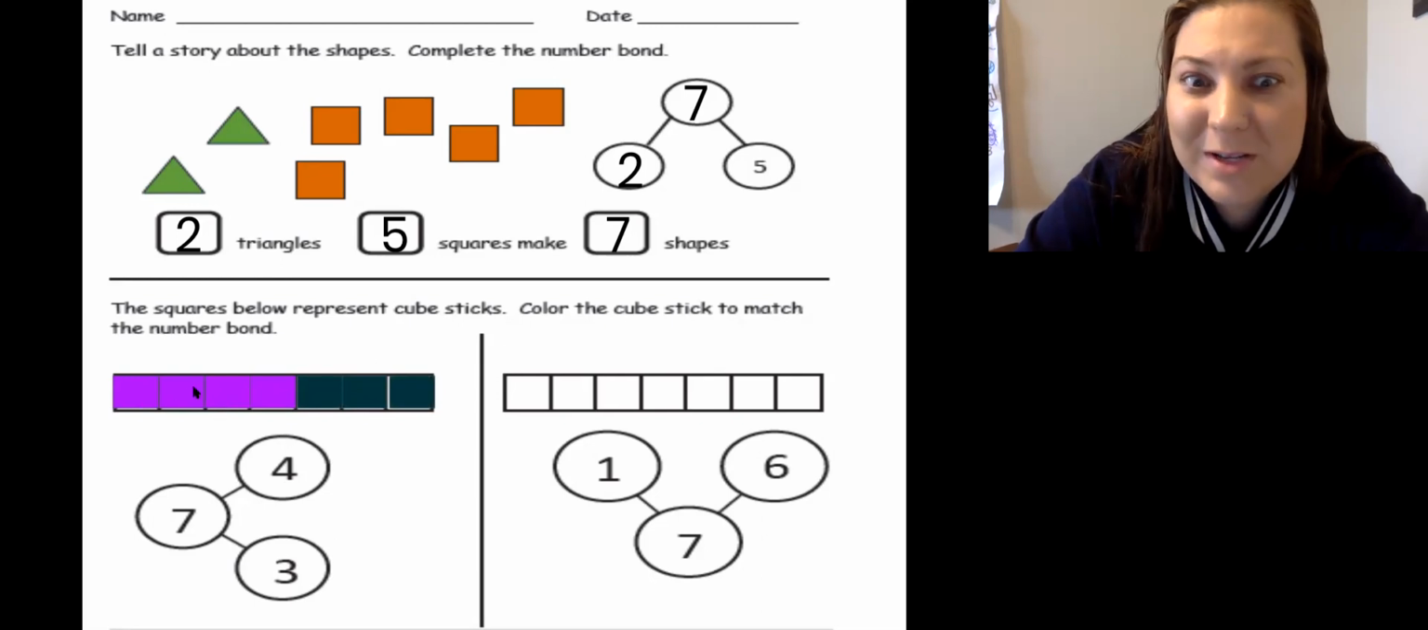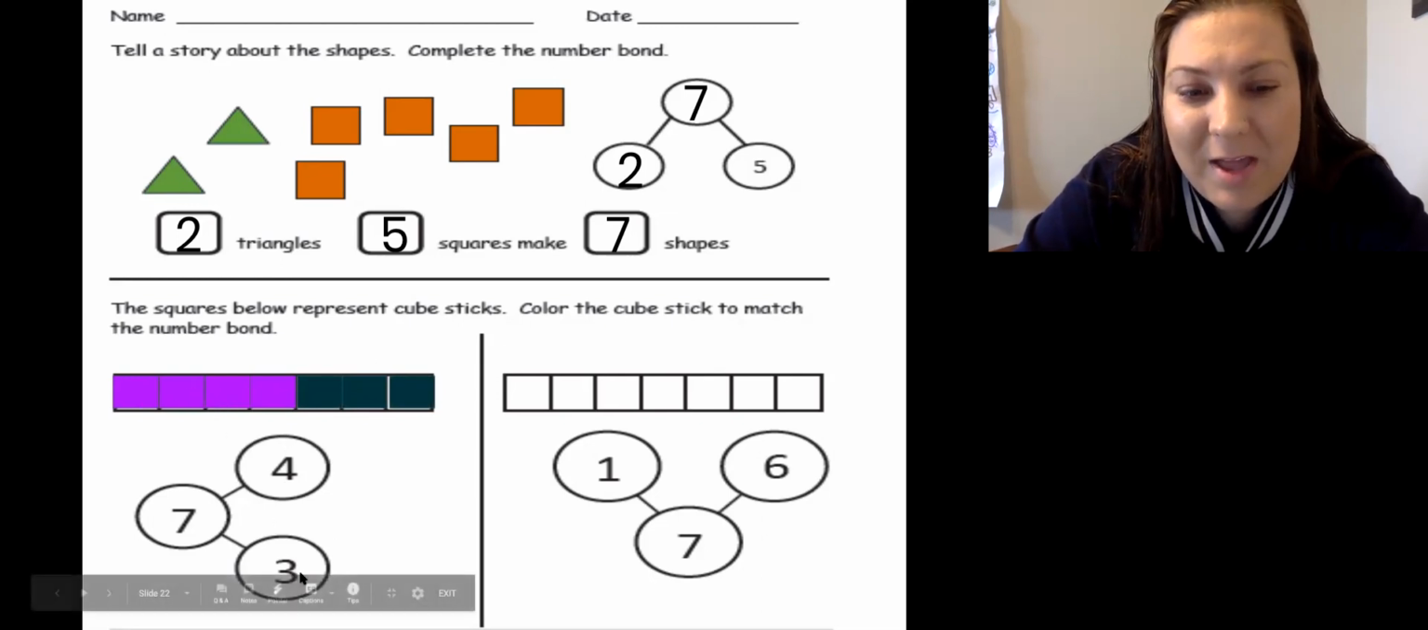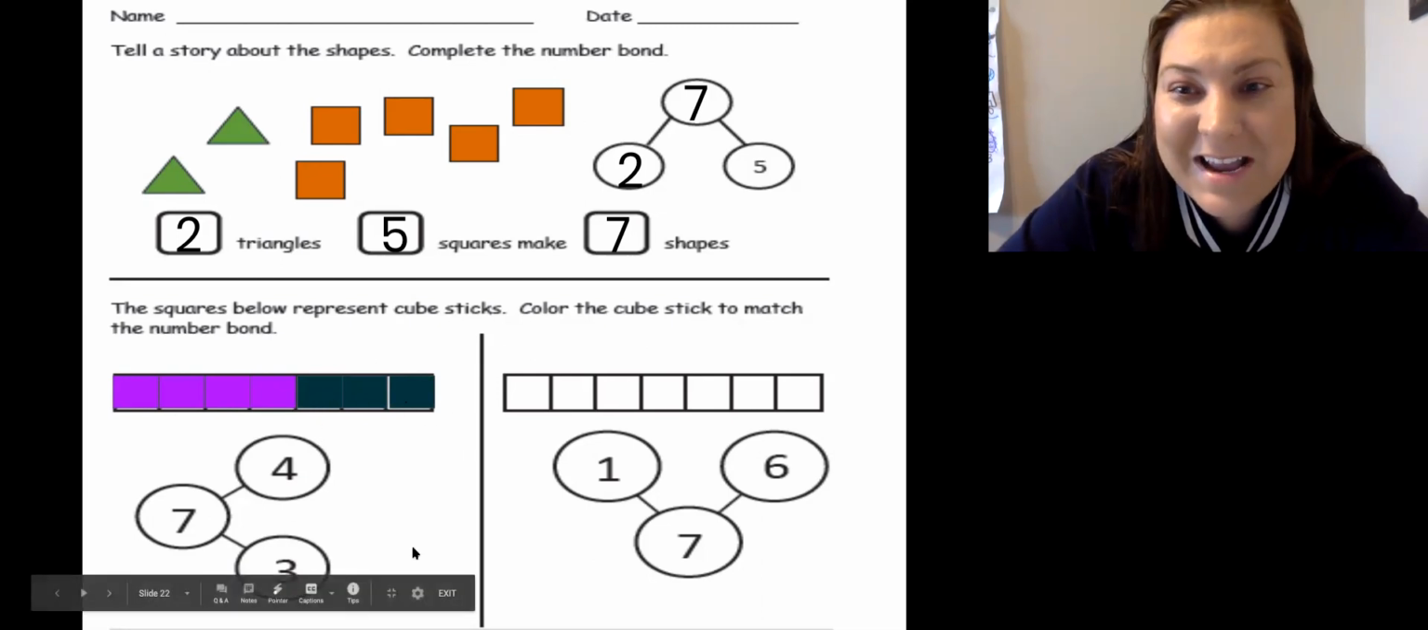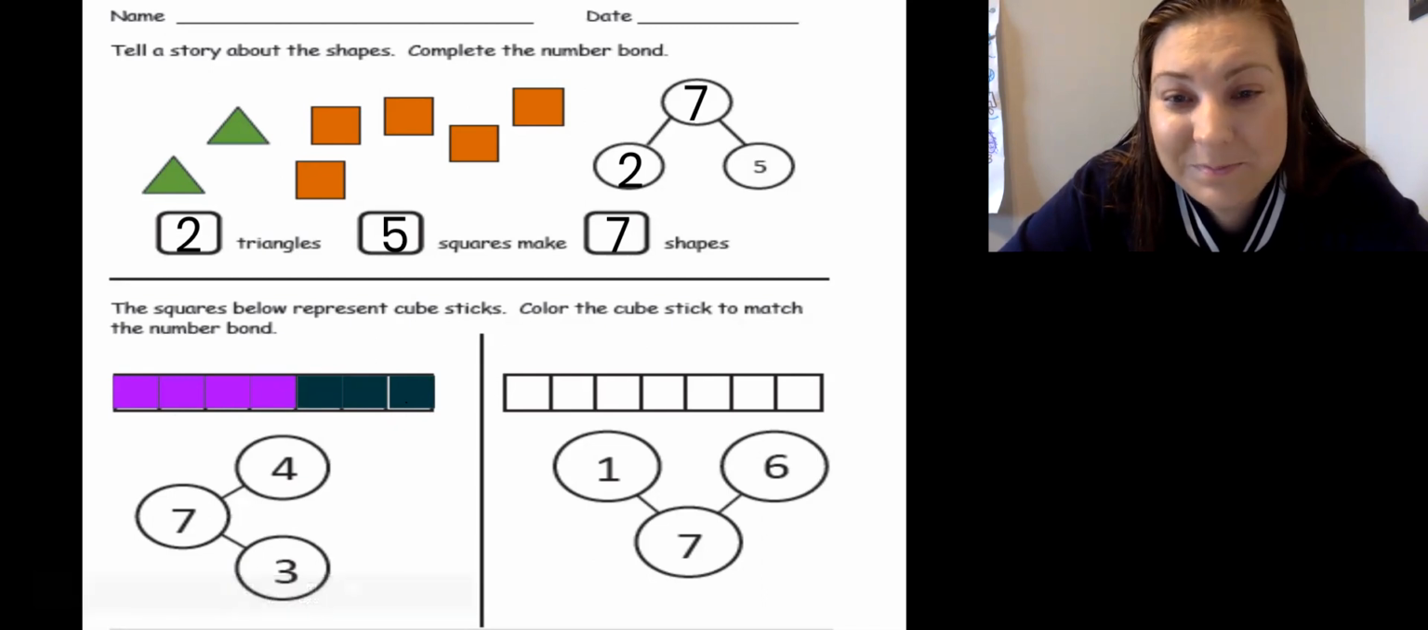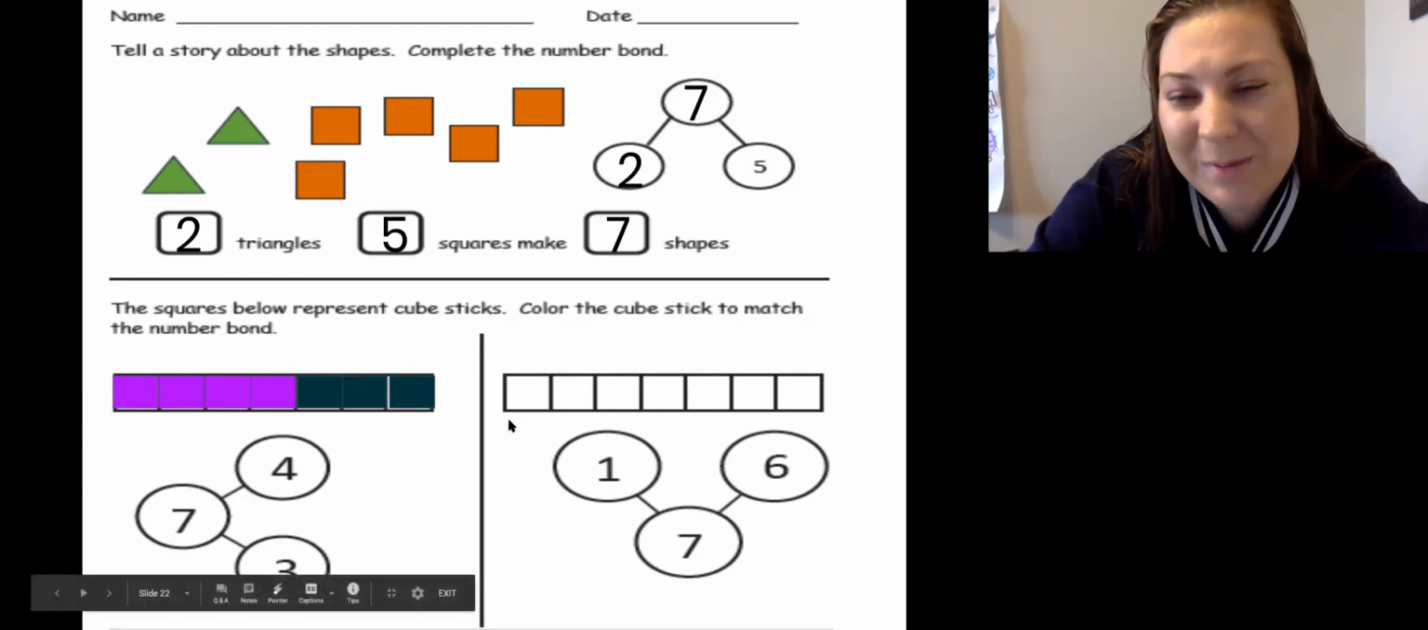So I chose purple because I really like purple. And the next 3 are going to be a different color. 1, 2, 3. Go ahead and color in your cube sticks. Ten seconds. All right, 5, 4, 3, 2, 1. Great job, scholars. It doesn't have to be perfect.